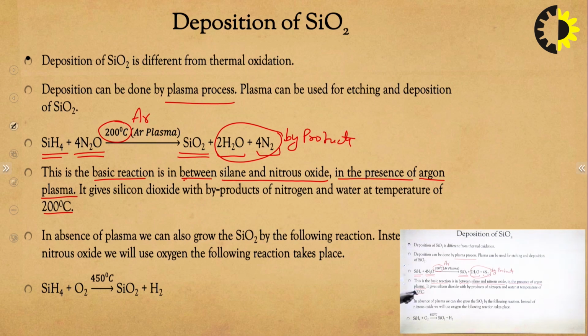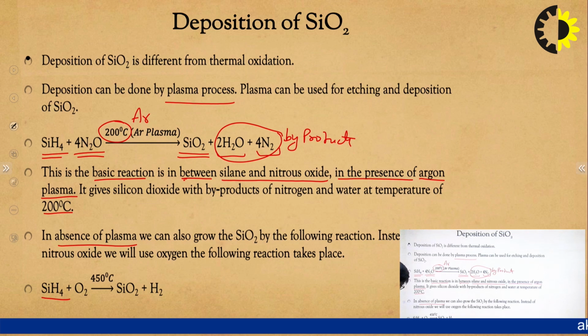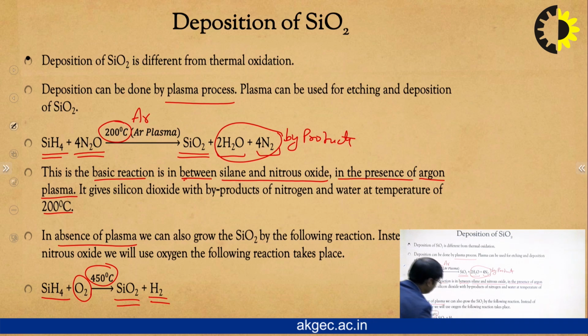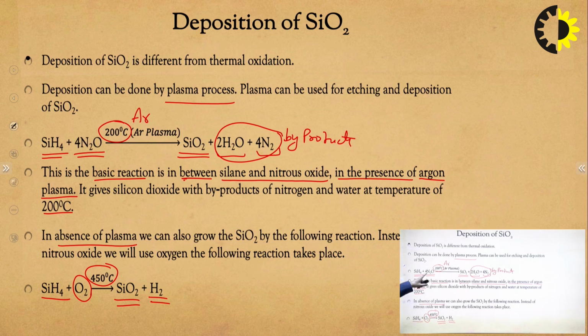Now, if we have to deposit a silicon dioxide layer on the surface of the wafer in the absence of plasma, then it can be done by reacting silane gas with oxygen at about 450 degrees centigrade, which gives us silicon dioxide layer and hydrogen. Hydrogen is a byproduct that can be removed, and the silicon dioxide layer can be deposited on the surface of the wafer. So, that second process involves the use of oxygen instead of nitrous oxide, which is used in the case of plasma.